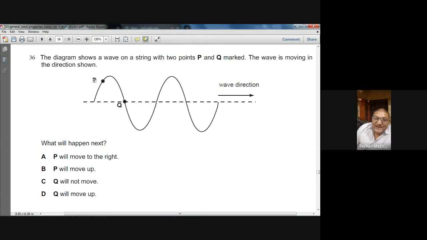It's a tricky concept. If the wave is going towards the right, what will happen with the particle of the medium? Whatever is on the left side of that medium, that will happen. So Q will move up. So D is the right choice.